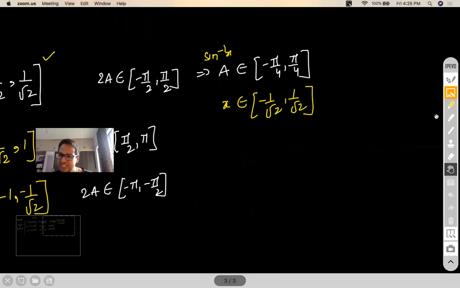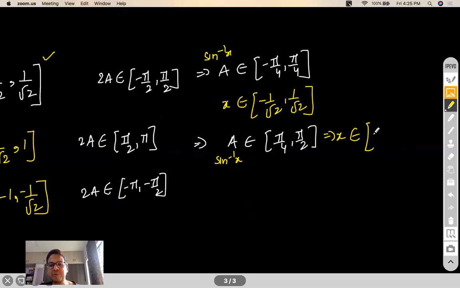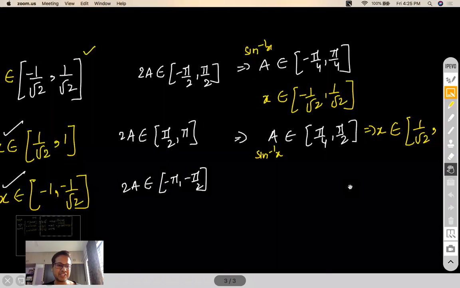How? Again, same procedure. It's not rocket science. Same procedure. So if your 2a is between this, that means your a is between pi by 4 to pi by 2. A in your mind is sine inverse x. So what is x? Take sine of these two angles. So sine of pi by 4 is 1 by root 2. Sine of pi by 2 is 1. So that is what Kshitij mentioned over here.